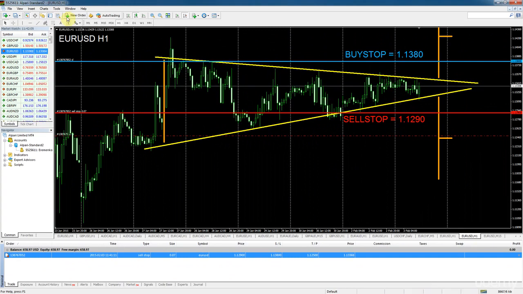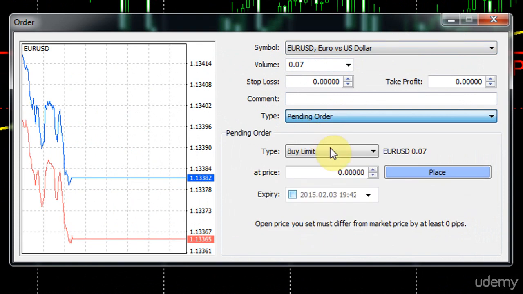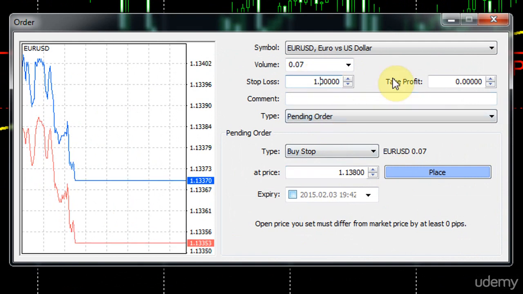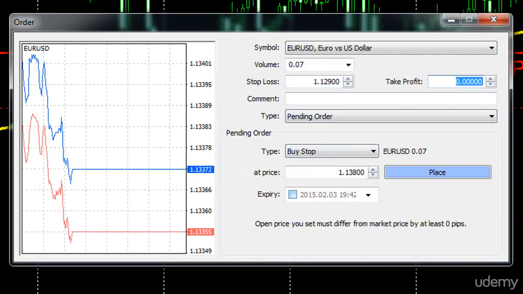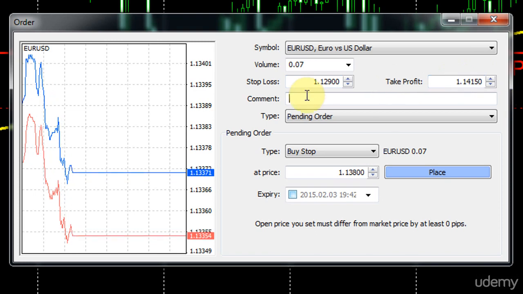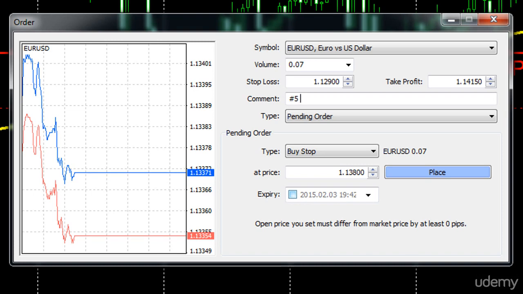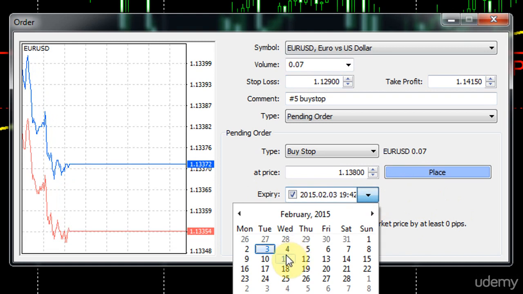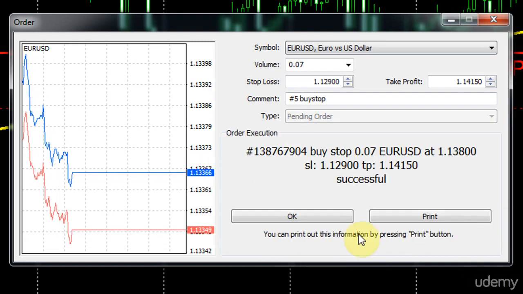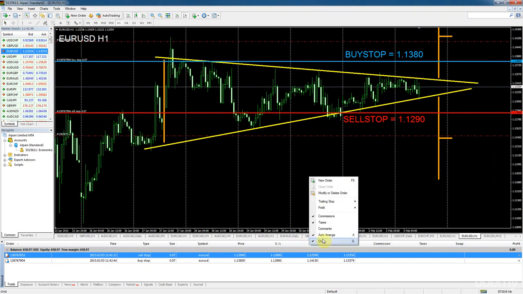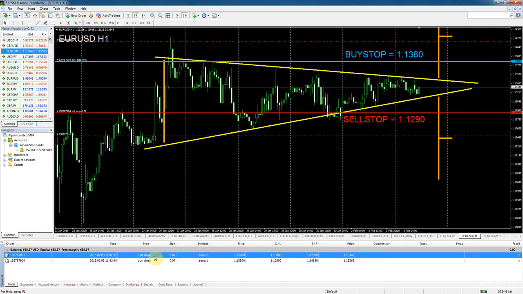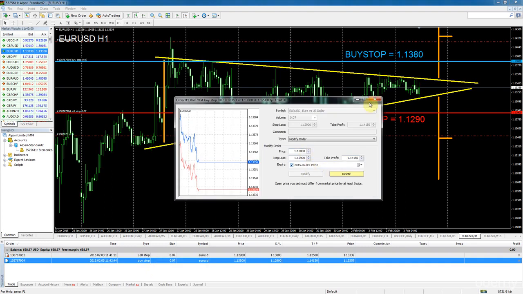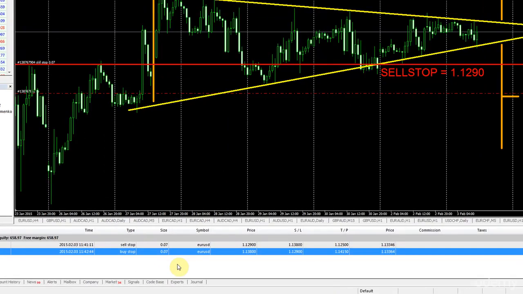And now we will conduct our buy stop order. So pending order, buy stop, 1.1380, stop loss 1.1290, take profit, I've also got it written down, so it's 1.1415, comment, this is number 5, buy stop. And expiry date, same thing. We'll let it expire tomorrow. Place. Okay. If you want to see the expiry date, then you have to double click on the order and just check the expiry date, 2nd of 4th. Perfect.